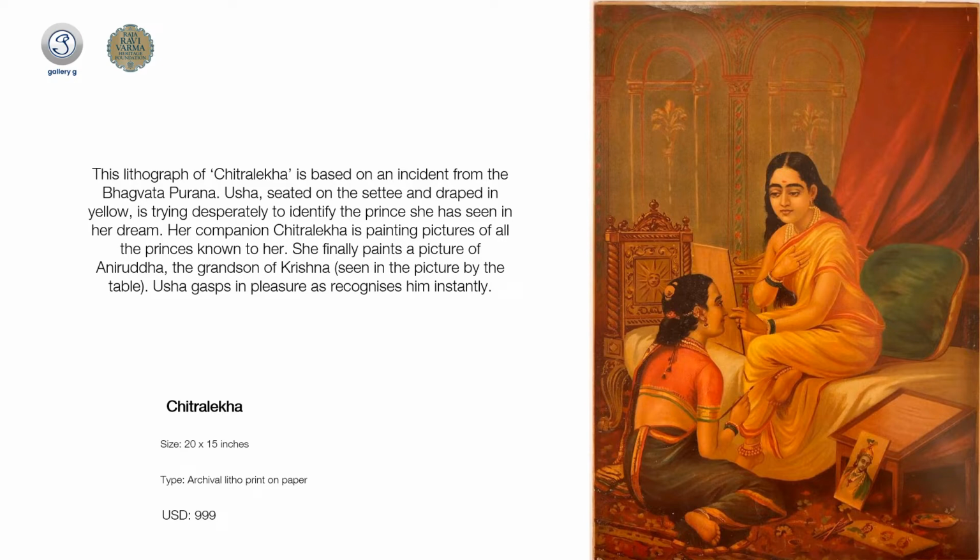Her friend, the Chitralekha, starts creating portraits of various princes she knows. And if you'll see, right next to Chitralekha, we have three portraits. So she has already made three portraits and she makes another one of a prince called Anirudh. Anirudh is the grandson of Lord Krishna. The moment Usha looks at Anirudh's portrait, she gasps in surprise and she recognizes that this is the man of her dreams. So this is the scene when Usha recognizes the love of her life and Chitralekha helps her to find him.